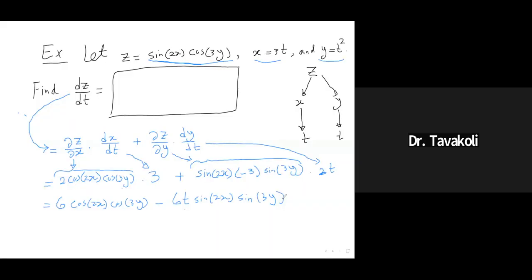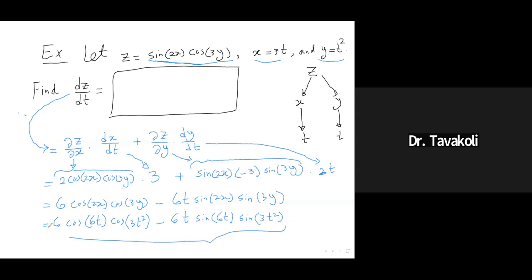And now I write everything in terms of t. So 6 cosine of 2x. X is 3t. 2 times 3t is 6t. Cosine of 6t. Cosine of 3y. Y is t squared, 3t squared. Minus 6t sine of 2x. X is 3t, so it's going to be 6t. Sine of 3y, y is t squared, so 3t squared.